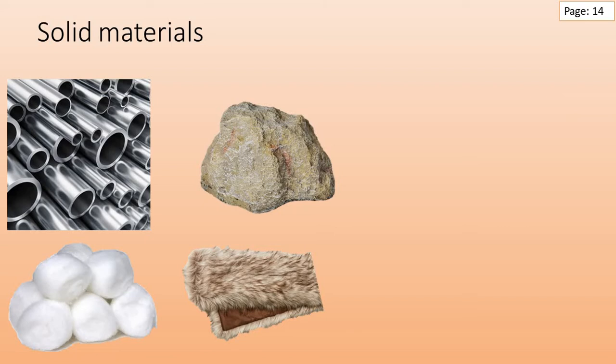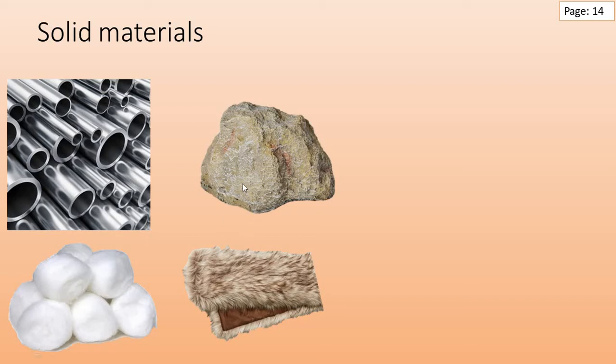We have many objects here. This one is metal, and this one is a rock, cotton, and fur. We have many different objects. Each object has different properties. The question is, do these materials have a shape of their own? What do you think, grade 2?